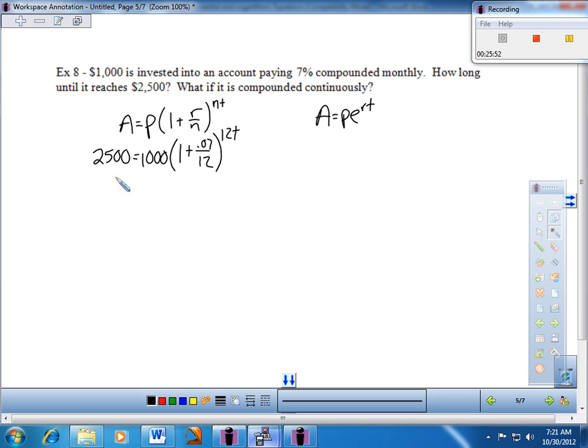I'm going to bring the 1,000 on over with division. I'm also going to look at this number inside the parentheses, and because those are operations I can do, I'm going to figure out what 1 plus 0.07 over 12 actually is. And so this is what I'm thinking occurs when I do both those things. First of all, the 1,000 comes over and I get 2.5. This number right here, and again, I would encourage you to go to several decimal places, I get something like this. So please check this on your calculator. But if you do 1 plus 0.07 over 12, you should get that as the base of this power. And then this would be raised to the 12t.